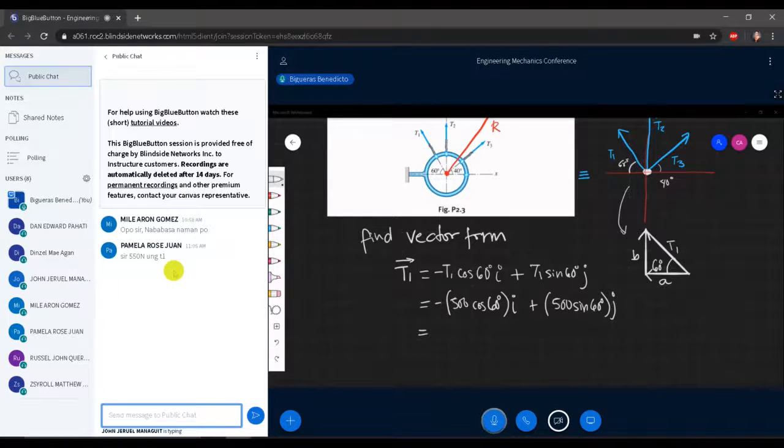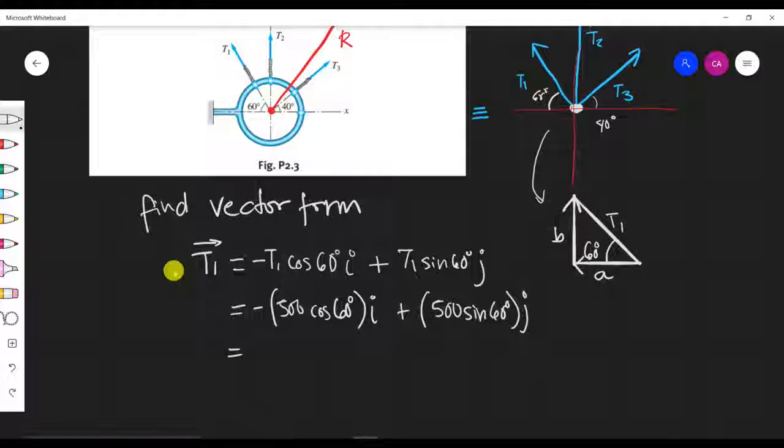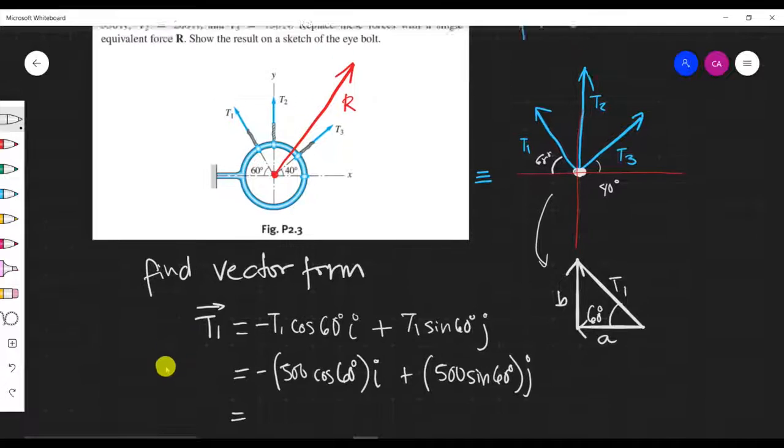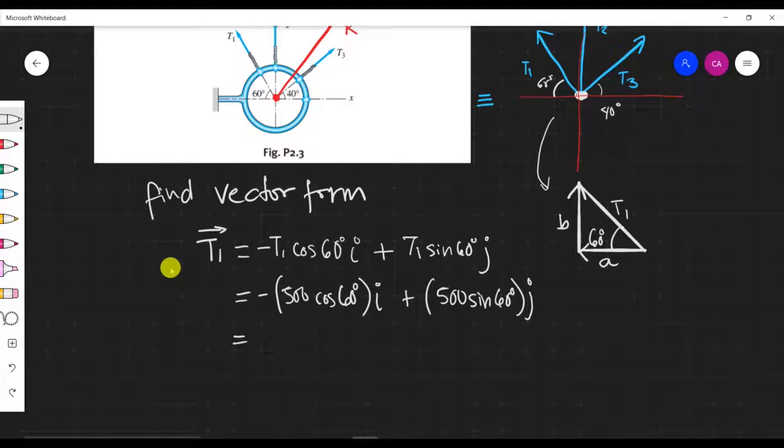Habang nakatagilid, naka-laptop. 550 yung T1. Paano 550? 550. Okay, sorry. Oo nga, 550 pala. Oo nga, 550 nga, sorry. So, 550.